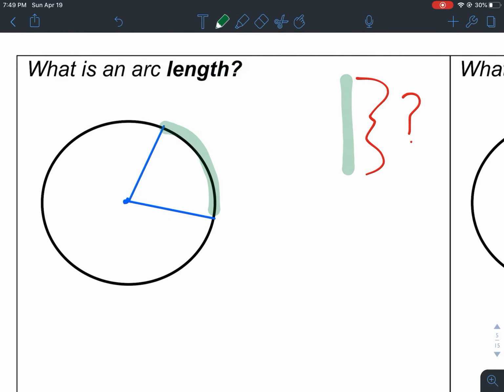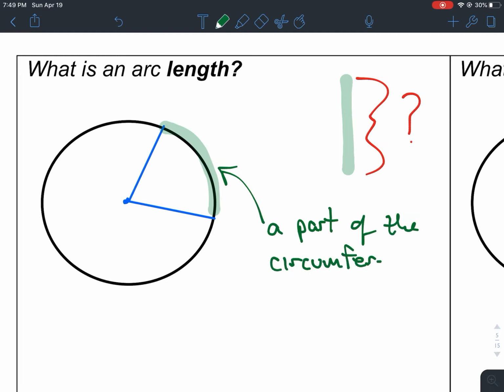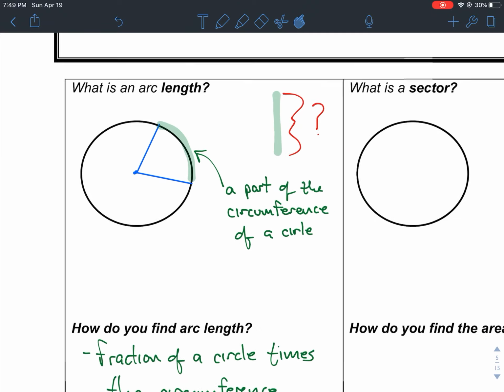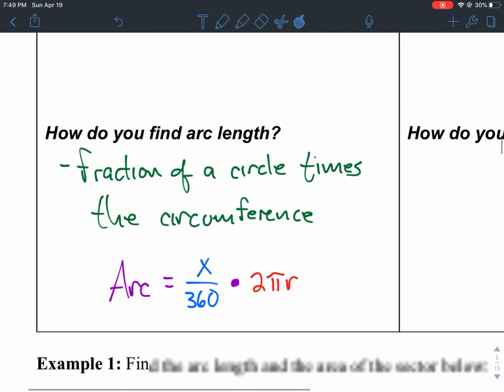So this is what your part of a circle is considered. This is a part of a circle, part of the circumference of a circle. So how do you find that? Let's take a look at the formula that we need for that.